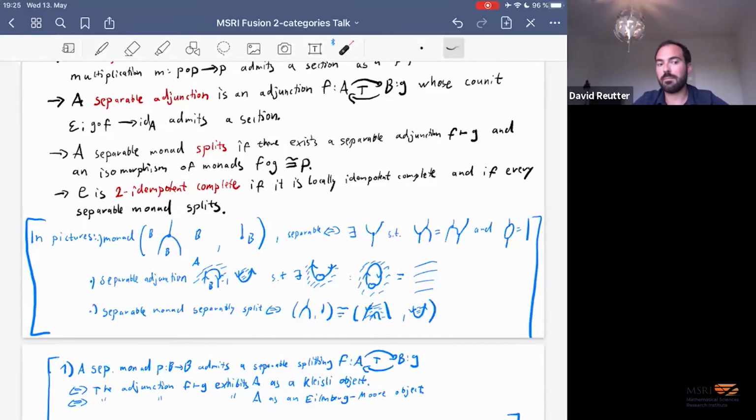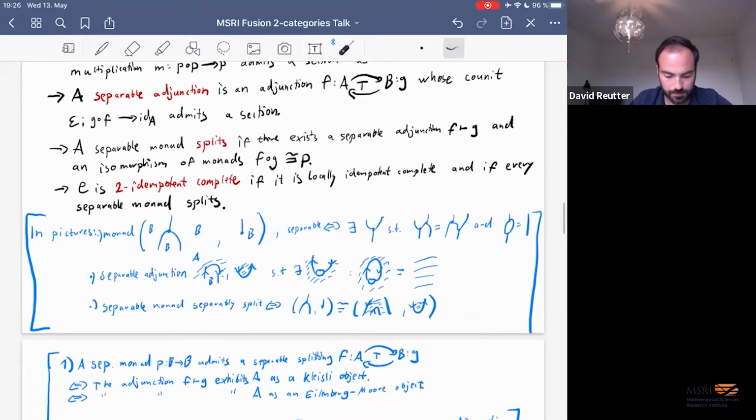So asking that it's 2-idempotent complete, you could also just ask that every separable monad admits a Kleisli object, or that every separable monad admits an Eilenberg-Moore object if you want. So it's really a completeness condition. But it's not just a completeness condition, it's an absolute completeness condition. Because of course, checking that a separable monad admits a separable splitting is really just checking equations. It's not really a universal property. So what we're looking at here is some absolute colimit. And this is typical for absolute colimits, that colimits and limits actually coincide in this story.